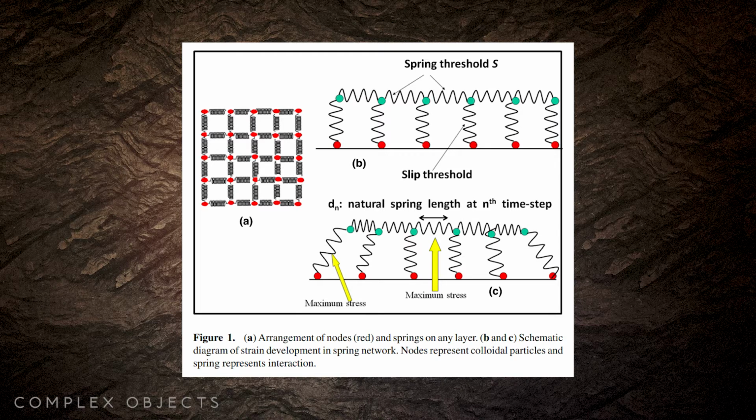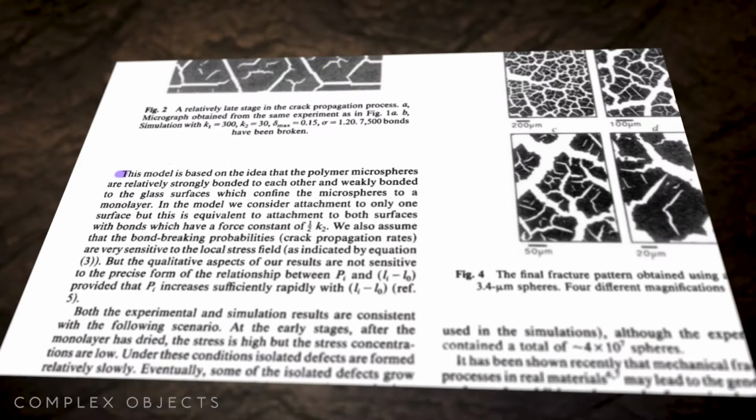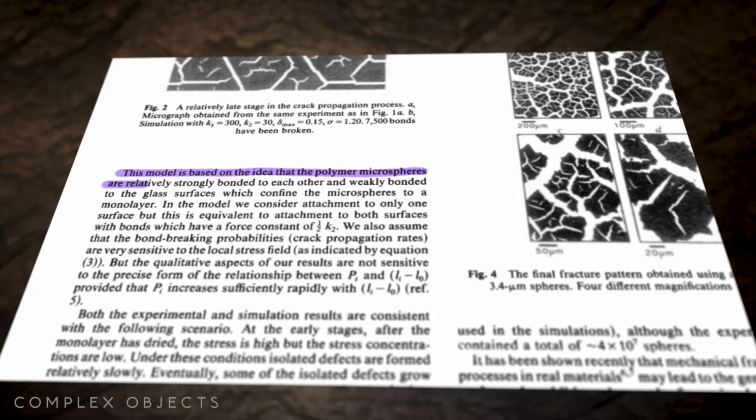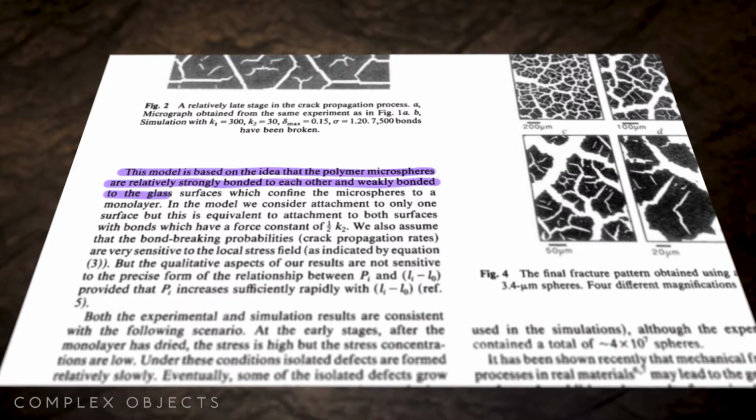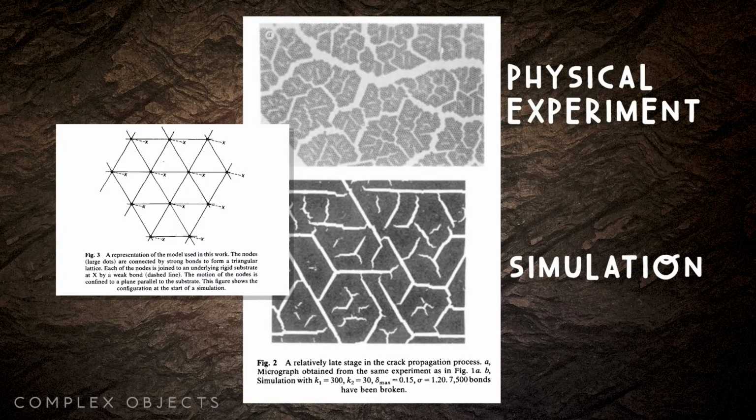This is exactly how two separate papers modeled crack formation. They modeled it as a set of masses connected by springs. In their particle simulation, they gradually shorten the springs, making them tighter and tighter until some of them start to break. Their model was based on the idea that the particles are relatively strongly bonded to each other, but weakly bonded to the surface they're resting on. Ultimately, this simulation produced crack patterns that almost exactly matched up with those observed in their real-world experiment. I think they used these styrofoam balls that shrank as they dried out.